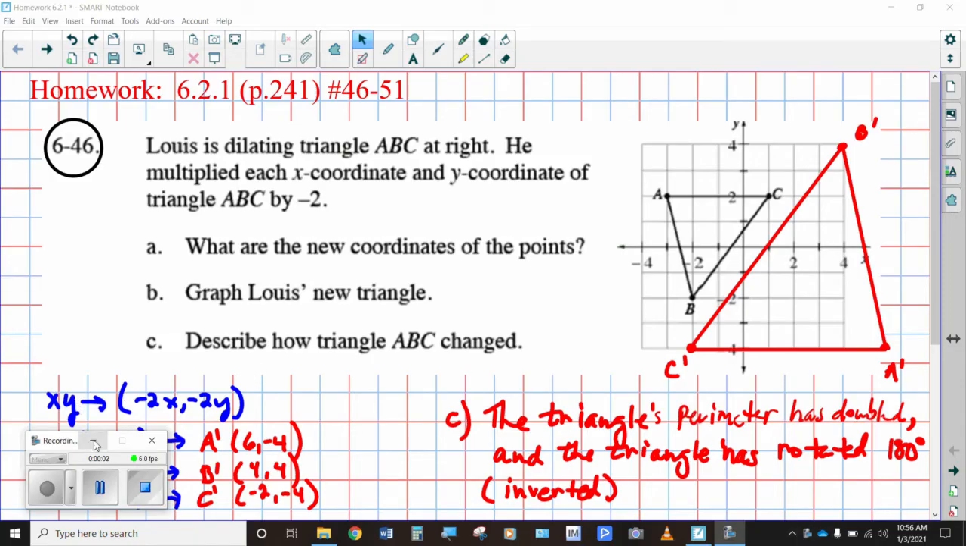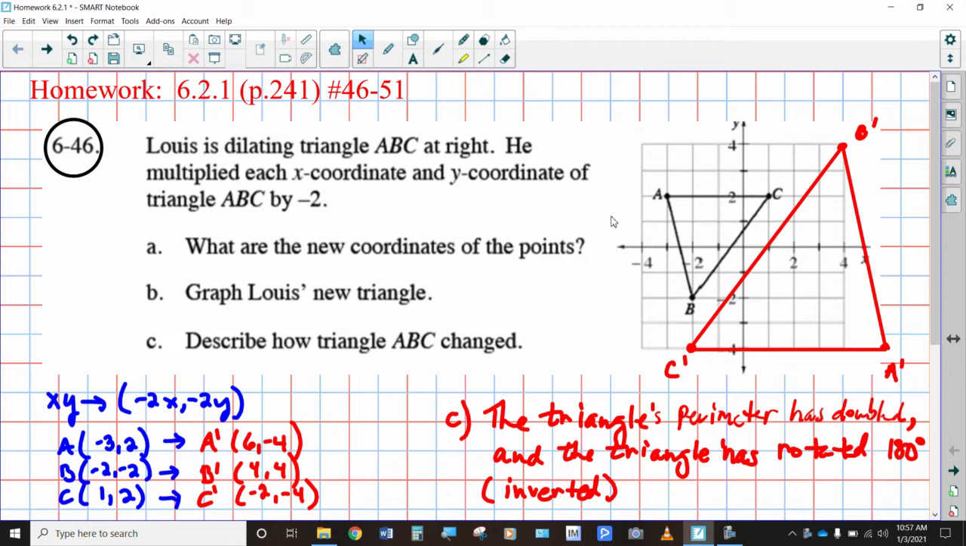Alrighty, let's take a look at our homework for 6.2.1. Problem number 46 is all about dilation. That's what this lesson was about. And the fact that when you dilate a figure, it either gets bigger or smaller, and the resulting figure is similar to the original.